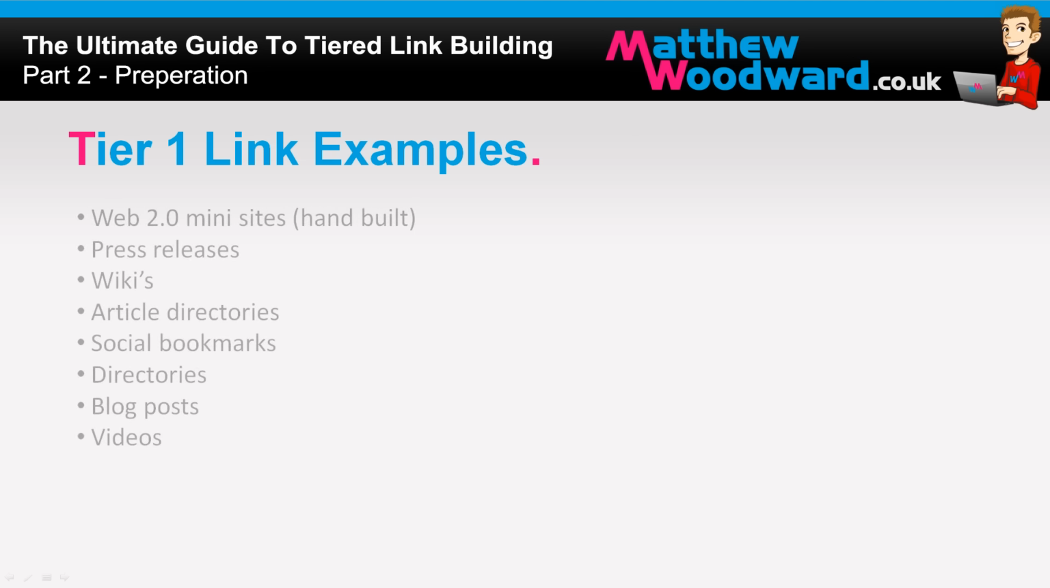And let's quickly recap on examples of good tier 1 links. You can use hand-built Web 2 sites, which I'll make a separate video for. You can also use things like press releases, wikis, article directories, social bookmarks, web directories, blog posts and videos.